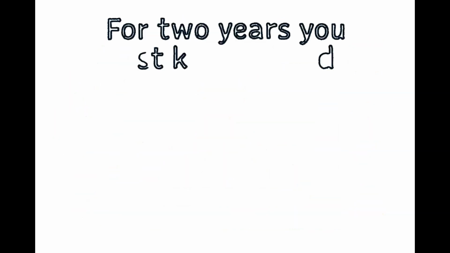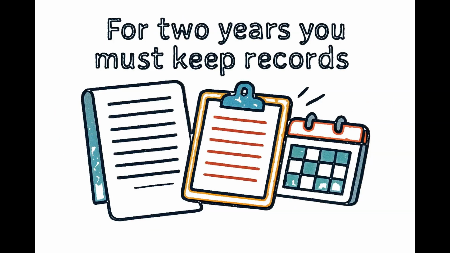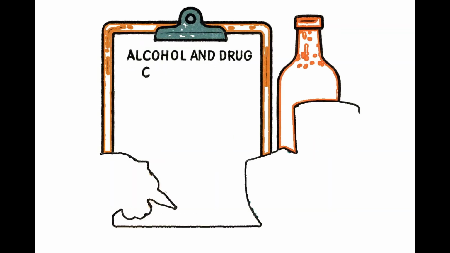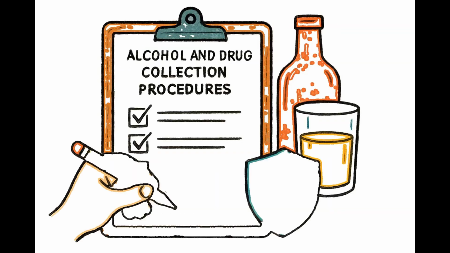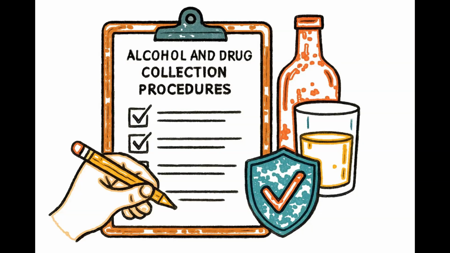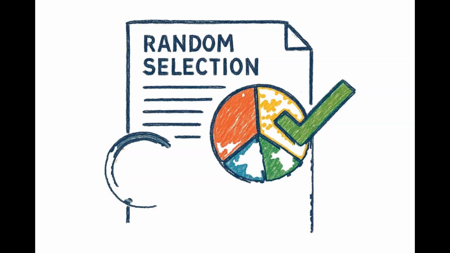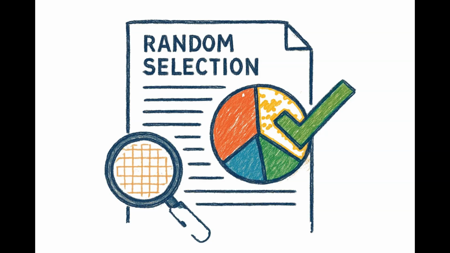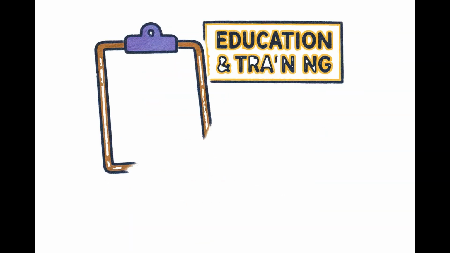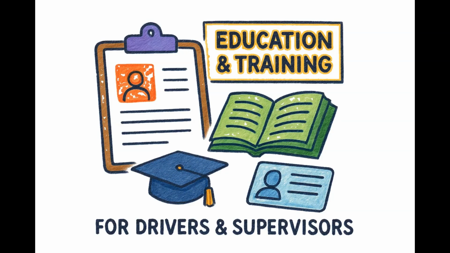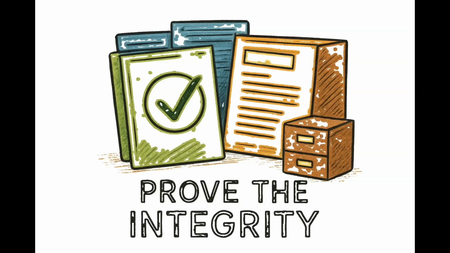The next category down is 2 years. For 2 years, you must keep records related to the testing process itself. This means documentation of the alcohol and drug collection procedures, ensuring they were followed to the letter. It includes the records that detail your random selection process, proof that it was truly random and unbiased, and it covers all education and training records for both drivers and supervisors. These files prove the integrity of your day-to-day operations.